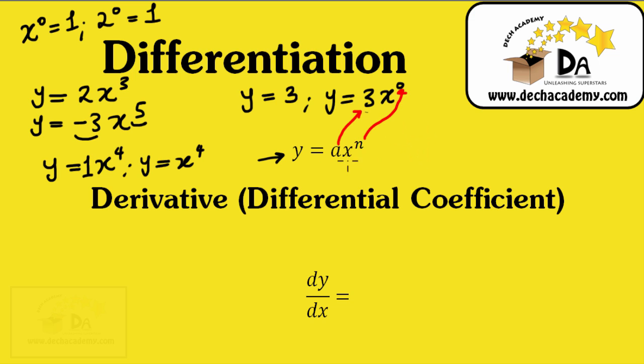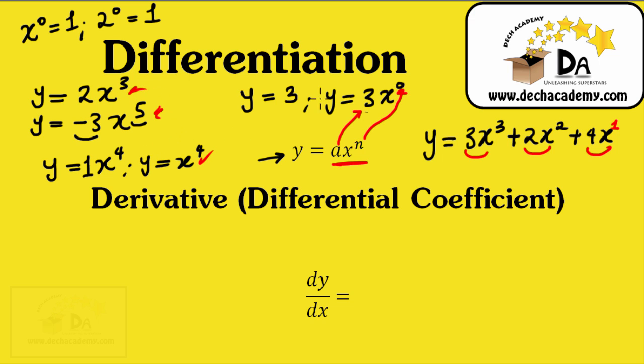You can also have a function which is a combination of expressions of this form. For instance, if you're given this equation or function, y equals 3x to the power of 3 plus 2x to the power of 2 plus 4x. In this equation, each of these terms is of this form. In this first case, a is 3 and n is 3. In this second case, a is plus 2 and n is 2. In this third case, a is plus 4 and n is 1, because x to the 1 is the same thing as x.